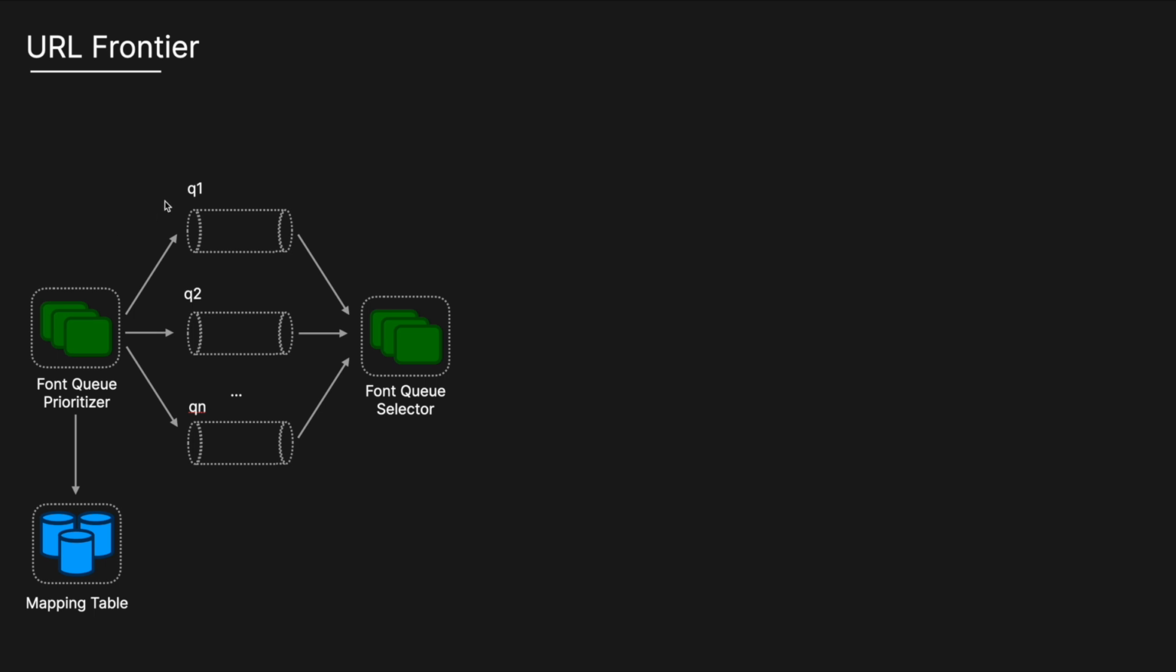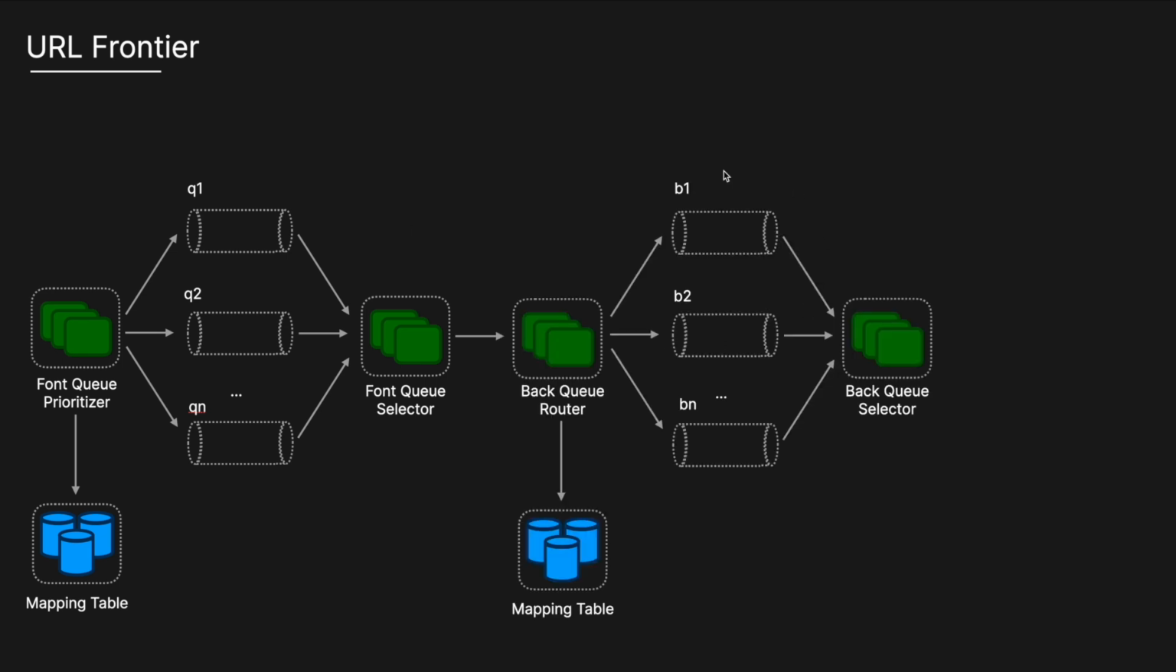In this example, we could say Q1 has the highest priority, Q2 is second highest, and then all the way down to QN, which has the lowest priority. Then within the front queue selector, we will randomly choose URLs from each queue. However, we will bias it towards queues with a higher priority. In that way, URLs with a higher priority are chosen more frequently. And thus we've introduced priority within our system, which is what this whole front queue concept is about. It's about prioritizing whatever we deem to be more important URLs. And then we'll also add in a back queue system.